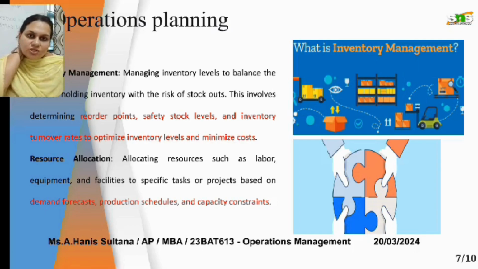And also we have resource allocation, such as labor. We have discussed labor among the factors of production. If there is a marginal increase in the volume of goods to be produced, we cannot equip the same laborers. We either go for shift basis, or implement a little increase in the laborers, and assign specific tasks based on the demand forecast, production schedule, and the capacity constraints as well.